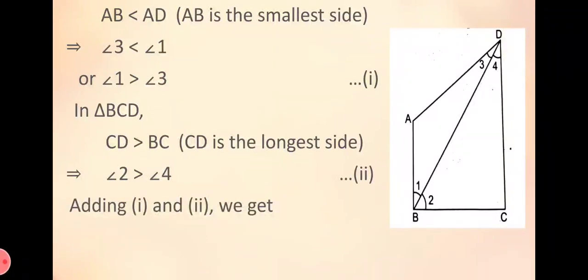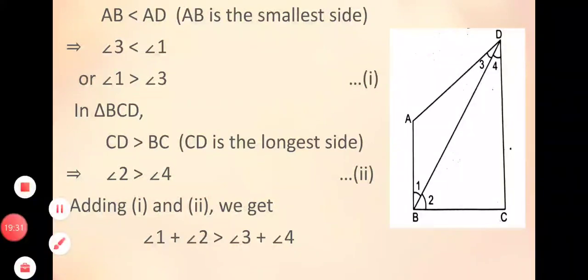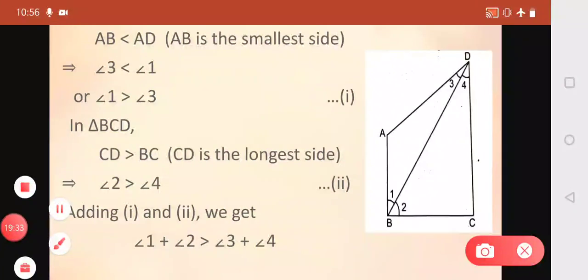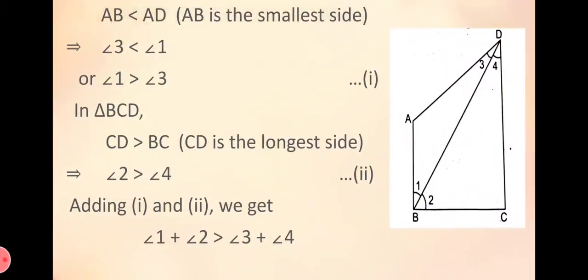Now adding 1 and 2, we get angle 1 plus angle 2 is greater than angle 3 plus angle 4. You can clearly see in the figure that angle 1 plus angle 2 is angle B. Similarly angle 3 plus angle 4 is angle D. So we further write angle B is greater than angle D. Hence proved.